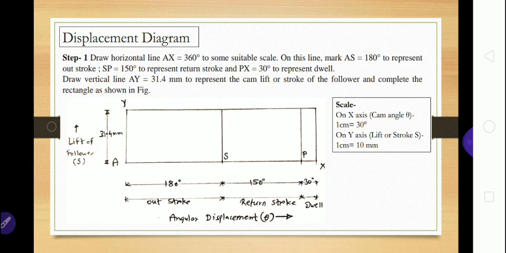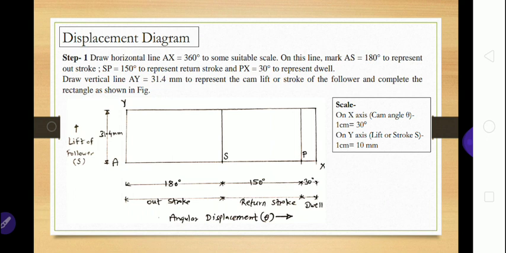By taking the scale 1 centimeter equal to 10 mm, the line AY on the y-axis will be 31.4 mm, and join these by a rectangle with vertical lines passing through each point A, S, P, X. So this is the first step in the displacement diagram, where we have drawn a complete rectangle as shown in this figure.